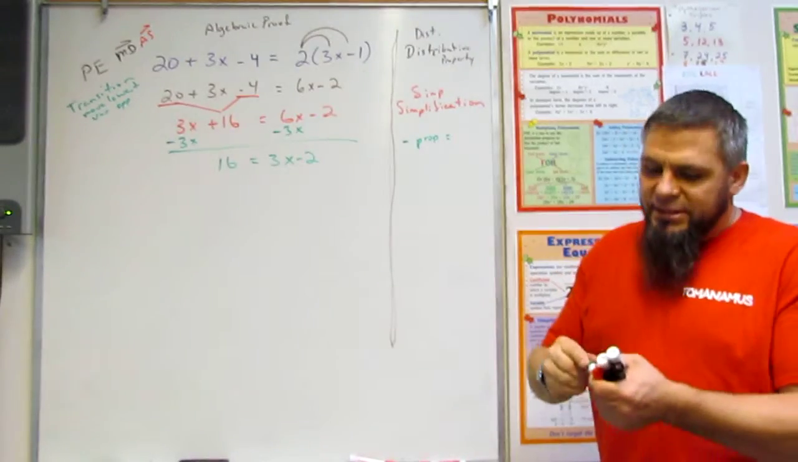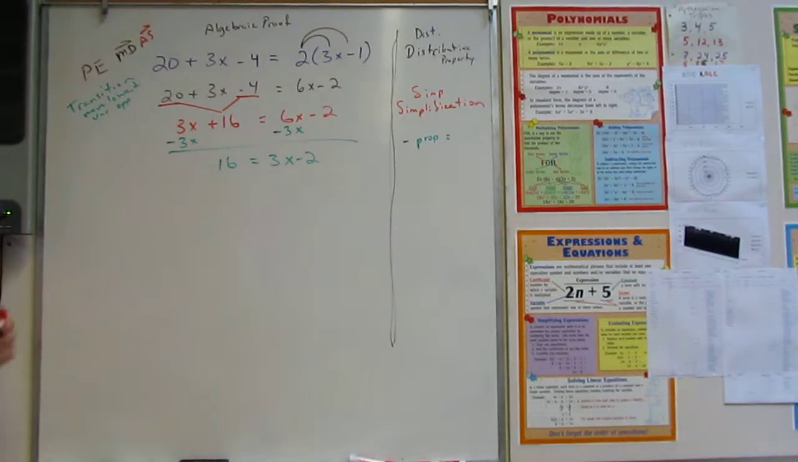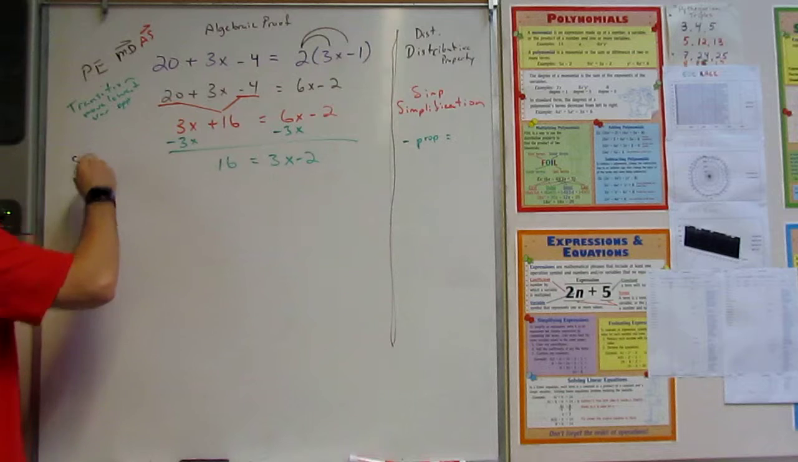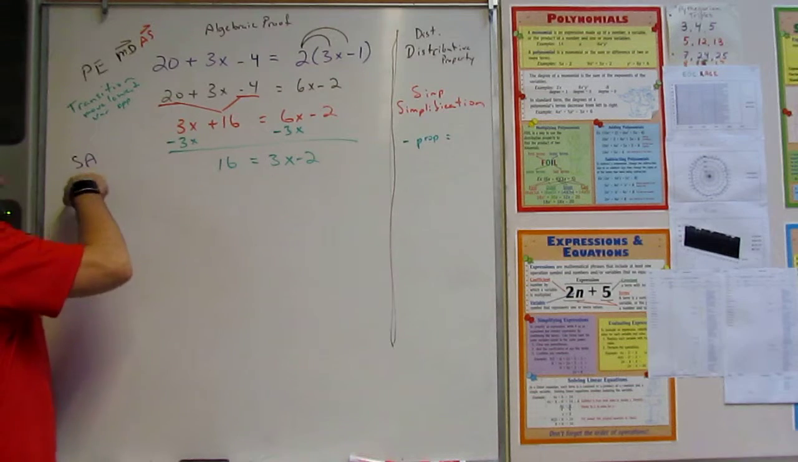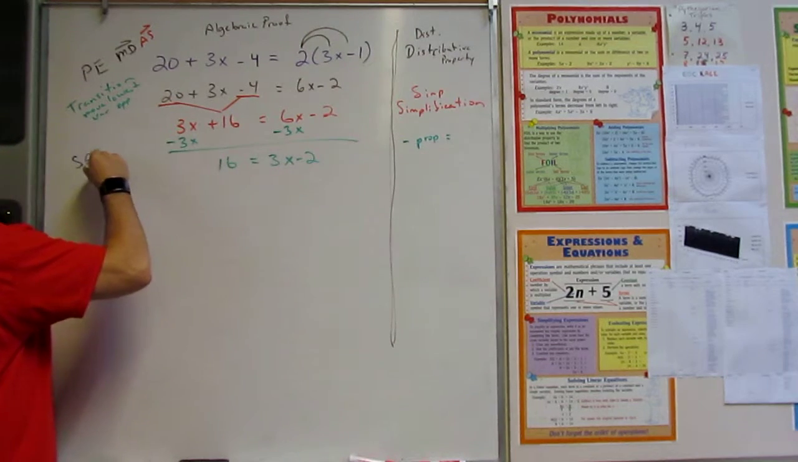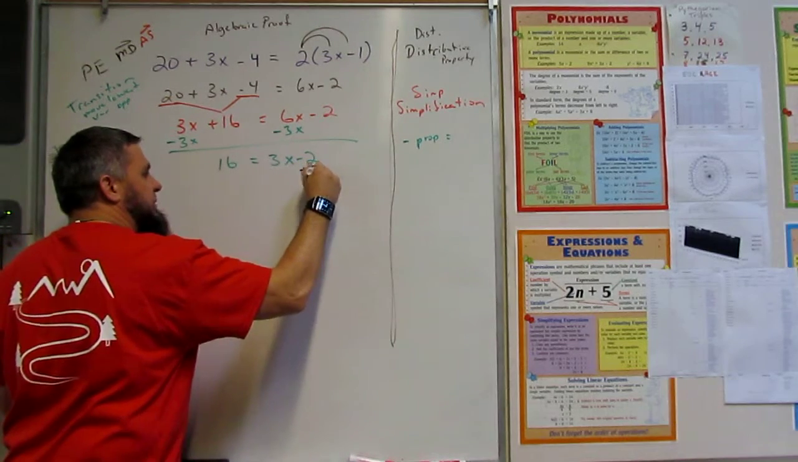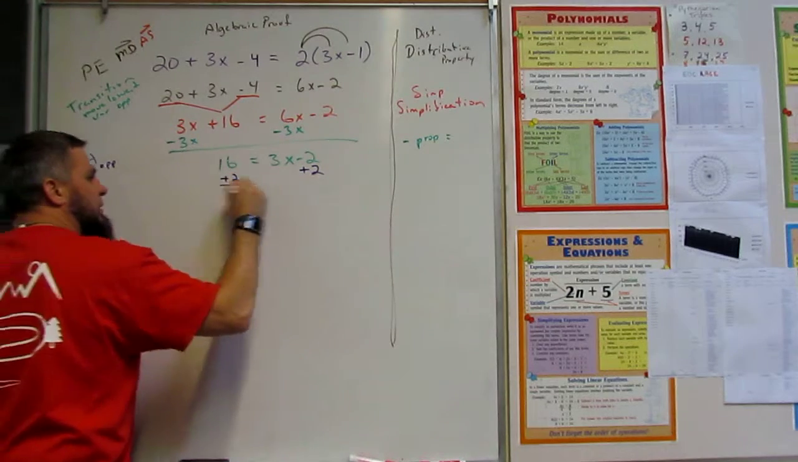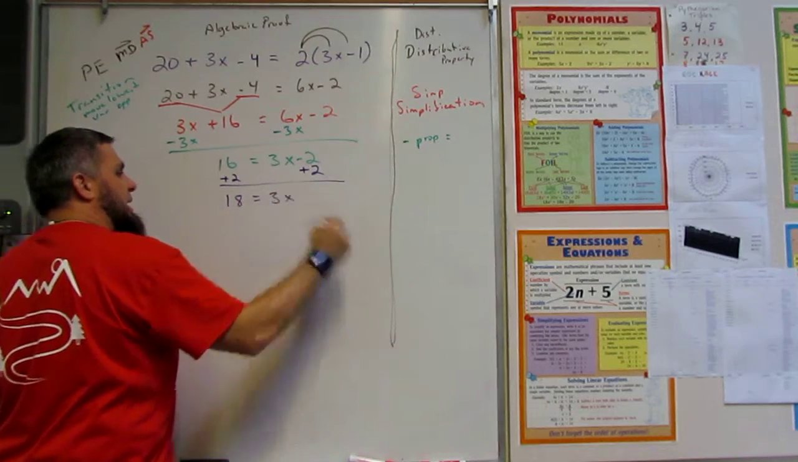Right? Next step, change your color again. Okay? So I'm going to go back to purple. And now I go to SADMAP. SA. Okay? And in SADMAP, I start with SA and I say, what am I going to do? Subtract or add. Right? Whatever is subtracting or adding to the variable, I'm going to do the opposite. Okay? So since this is subtracting, I'm going to do the opposite. When I do to one side, I do to the other. Okay? And so I've got 18 equals 3x.